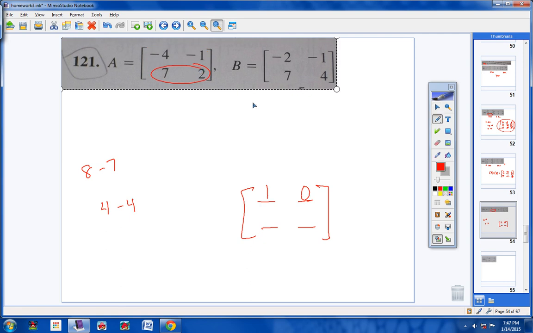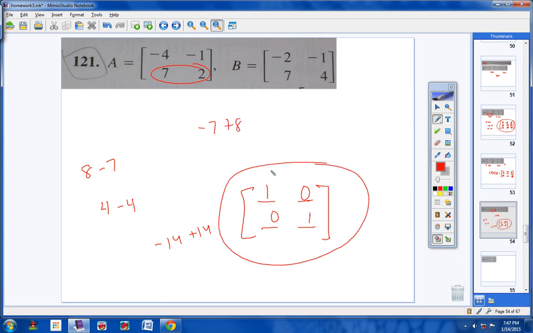Now let's see here. This row times this column, 7 times negative 2 is a negative 14. 2 times 7 is a positive 14. So we get a 0 here. Then row times column, 7 times negative 1 is negative 7. 2 times 4 is a positive 8. So a 1 here. So yes or no. Did we get out the identity matrix when we multiply these two matrices together? The answer is yes. So these two matrices are inverses of each other.